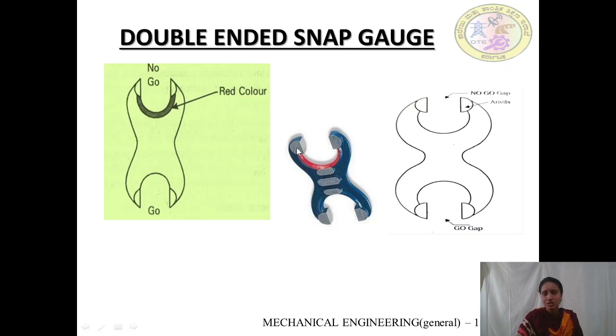So these are anvils. This is the no-go gap. This is the go gap. Anvils. So red color is always marked on the no-go gap.